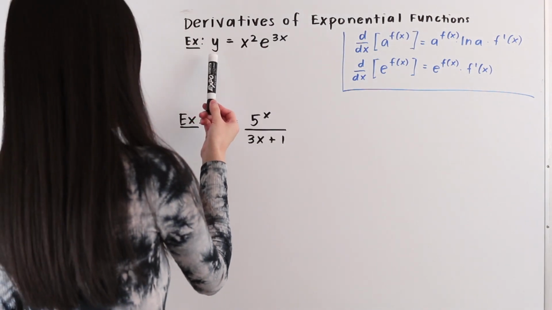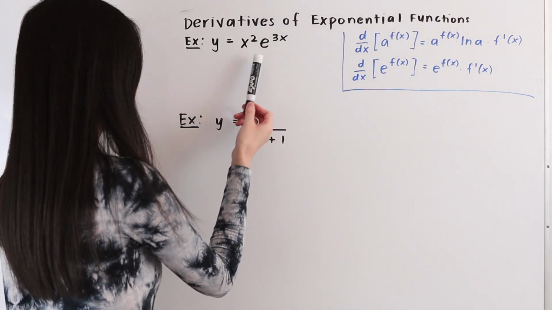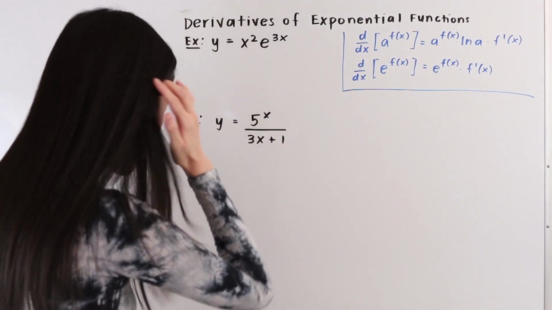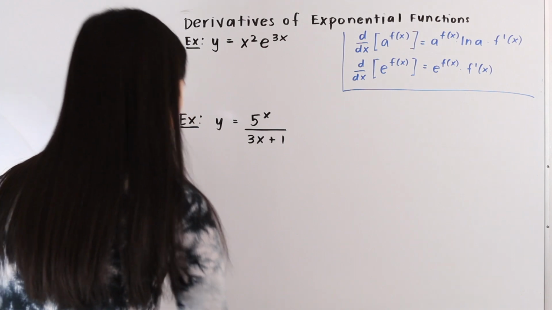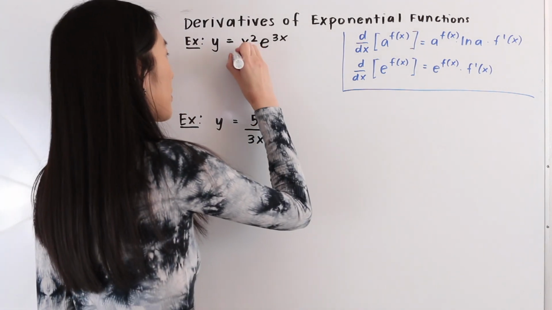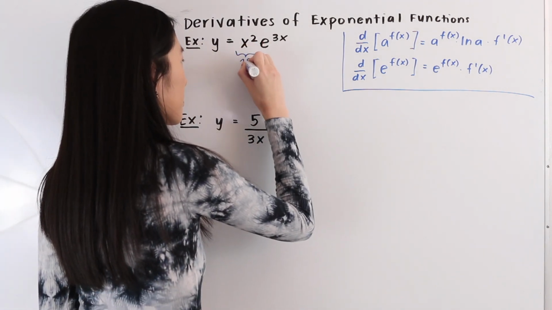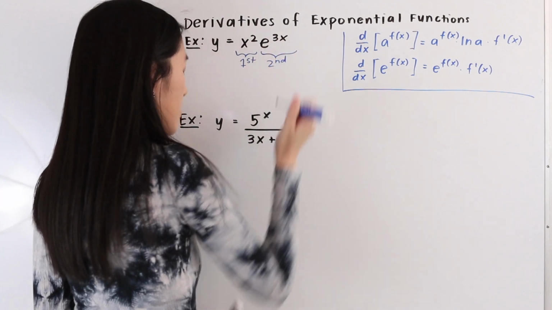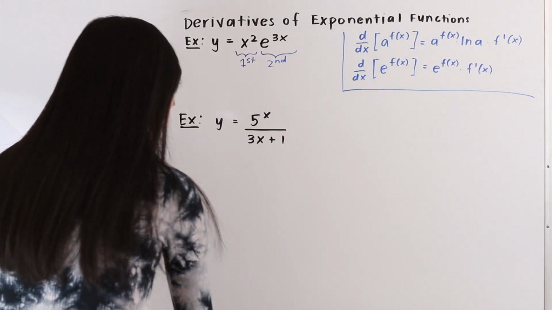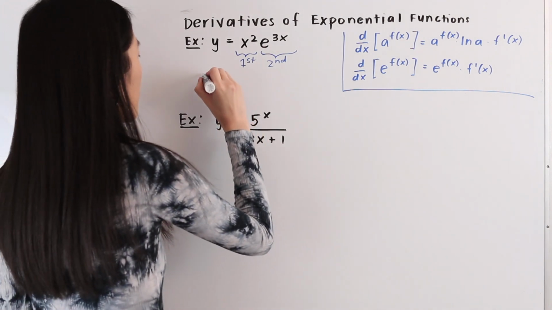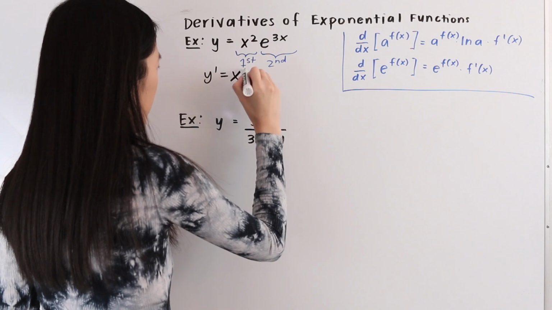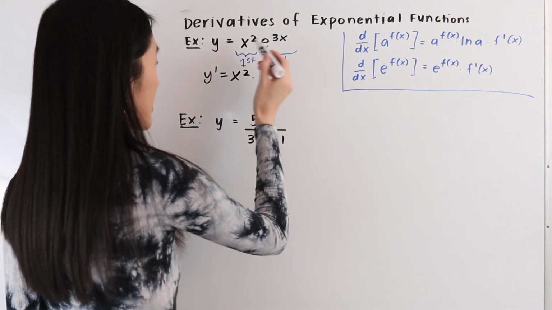In this example, we have y is equal to x squared times e to the 3x. So here we have a product, so we need to use the product rule. So let's go ahead and start off by labeling our functions. So here we have our first function, and here we have our second function. And so let's go ahead and apply the product rule. So we have y prime is equal to the first, so x squared, times the derivative of the second.